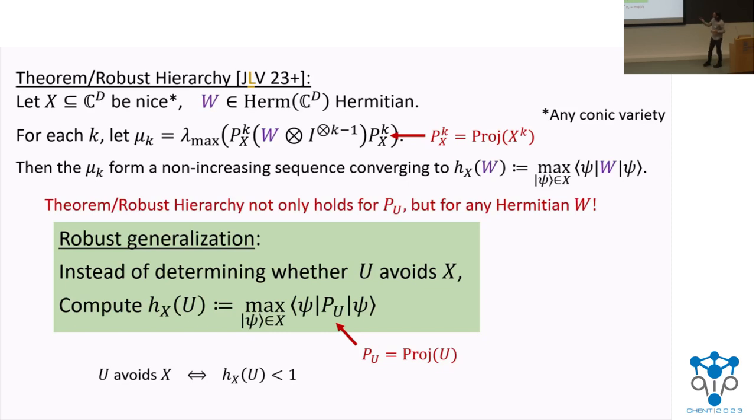Okay. So this theorem also holds for any Hermitian operator. So maybe you're not trying to take just the maximum overlap between an element of X and the projection onto a subspace, but you can actually take any Hermitian operator, and the same result will hold. You get this hierarchy of maximum eigenvalue computations, which converges down to the maximum overlap between an element of X and a Hermitian operator. And the proof of this theorem is basically the DPS hierarchy, and some other little tricks, but that's the underlying machinery.